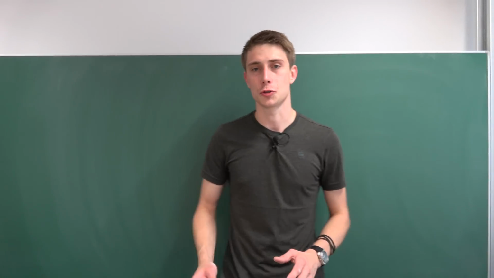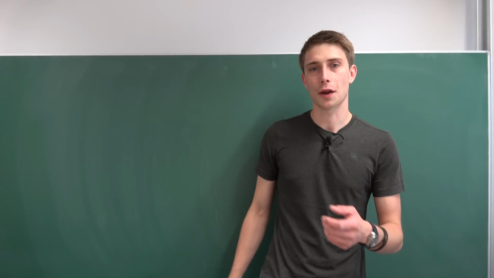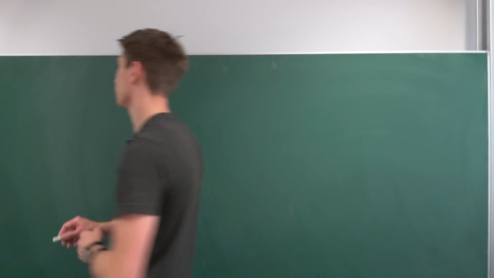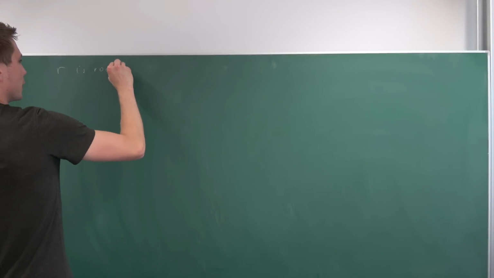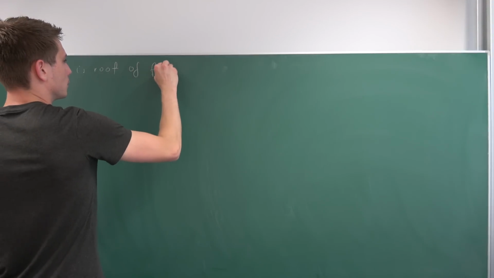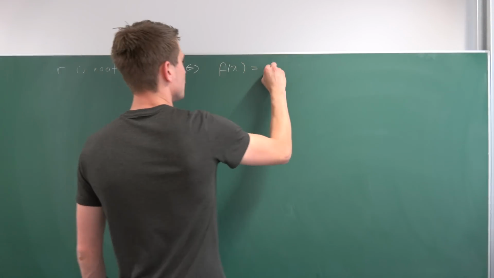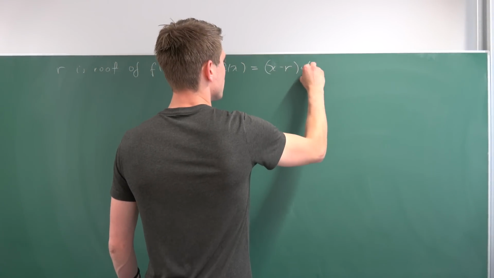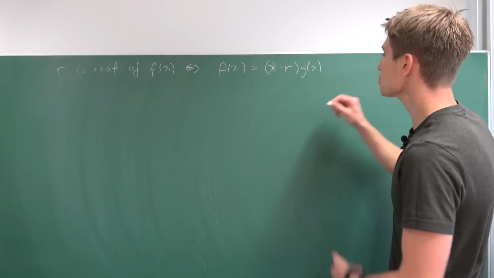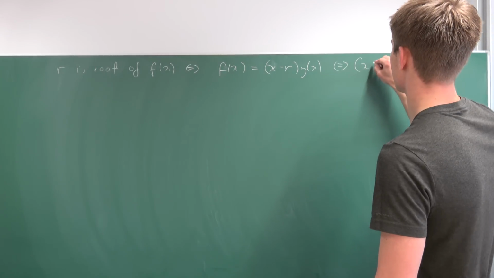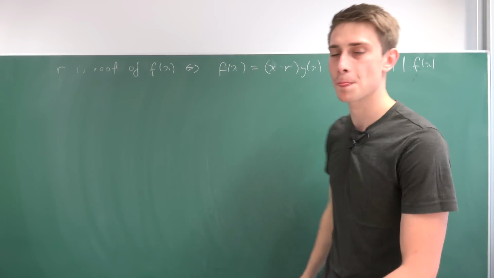So I would like to talk about repeated roots now. At first, let's take a look at our f of x once again. Let's suppose that r is a root of f of x. Well, what does it mean equivalently? f of x is nothing but x minus r times some other polynomial g with respect to x. And it also means that x minus r does divide f of x. Keep this little fact in mind.